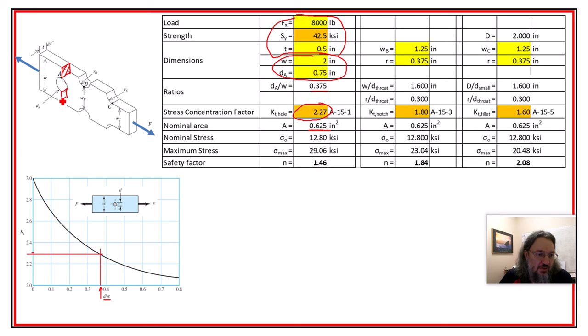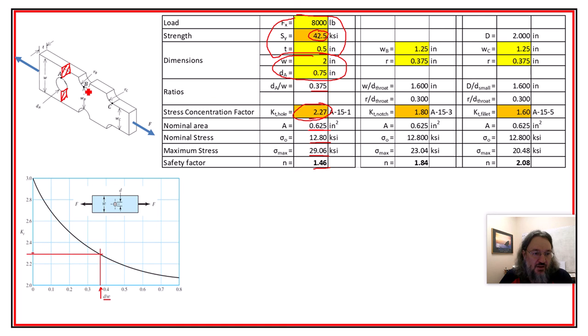What you do is you take the width, subtract out the diameter, and multiply by the thickness, and that's the nominal area. And then you divide 8,000 by that nominal area, and we get 12.8 KSI. And then we multiply this factor times that nominal stress, and we get the maximum stress. And then we take the yield strength and divide by the maximum stress. And so here is our safety factor.